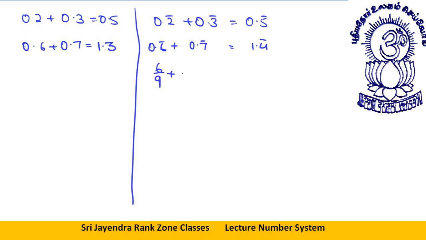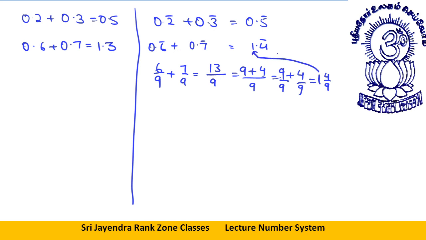This is 6 by 9. This is 7 by 9. If you add these up, you will get 13 by 9. 13 by 9 you can write as 9 plus 4 by 9, that is 1 plus 4 by 9, 9 by 9 or 4 by 9. So 9 by 9 plus 4 by 9, that is 1 and 4 by 9. 1 and 4 by 9 means 1.4 bar. Getting it?